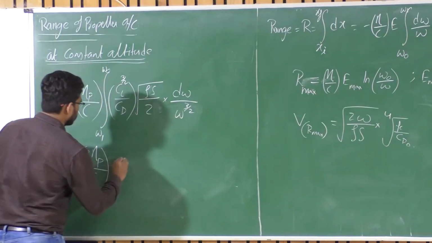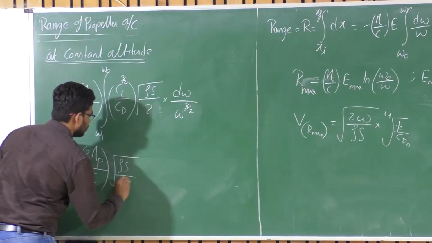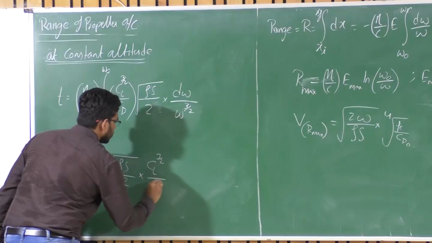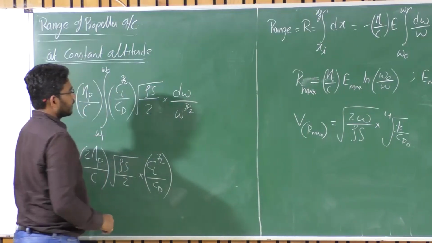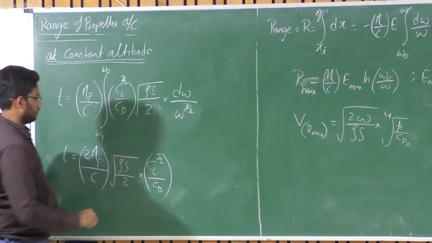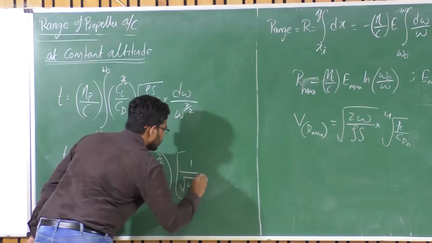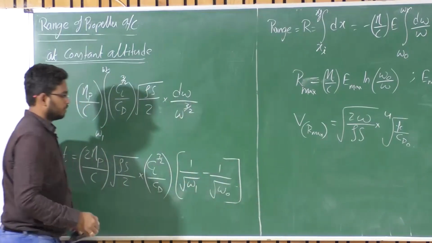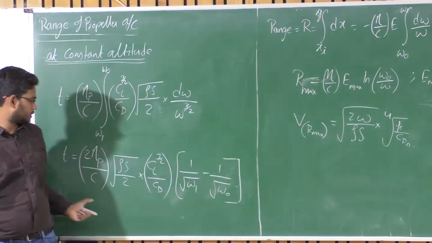So this we can take out of the integration: rho s upon 2 times CL power 3 by 2 by CD, multiplied by 1 upon root over W1 minus 1 upon root over W naught. Since W naught is higher, this term is smaller than this particular term, so this quantity still remains positive here.